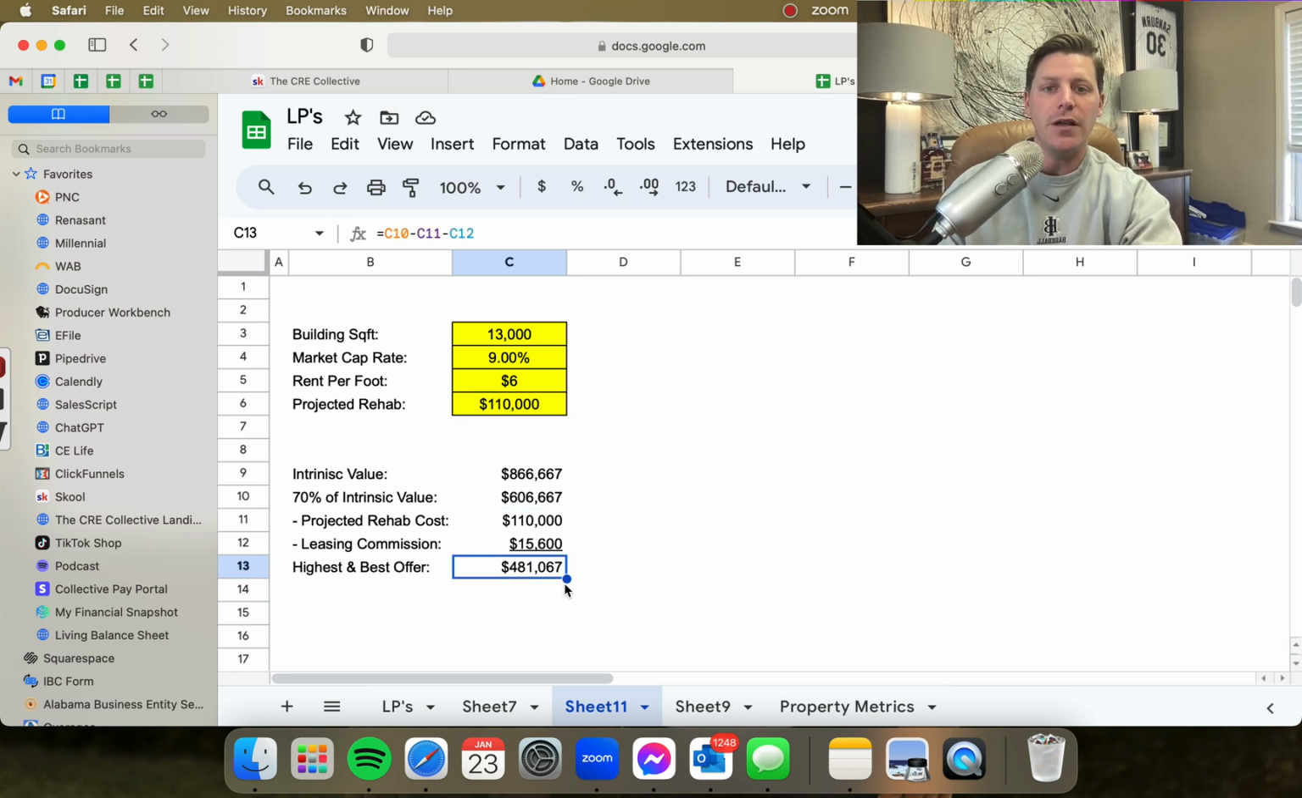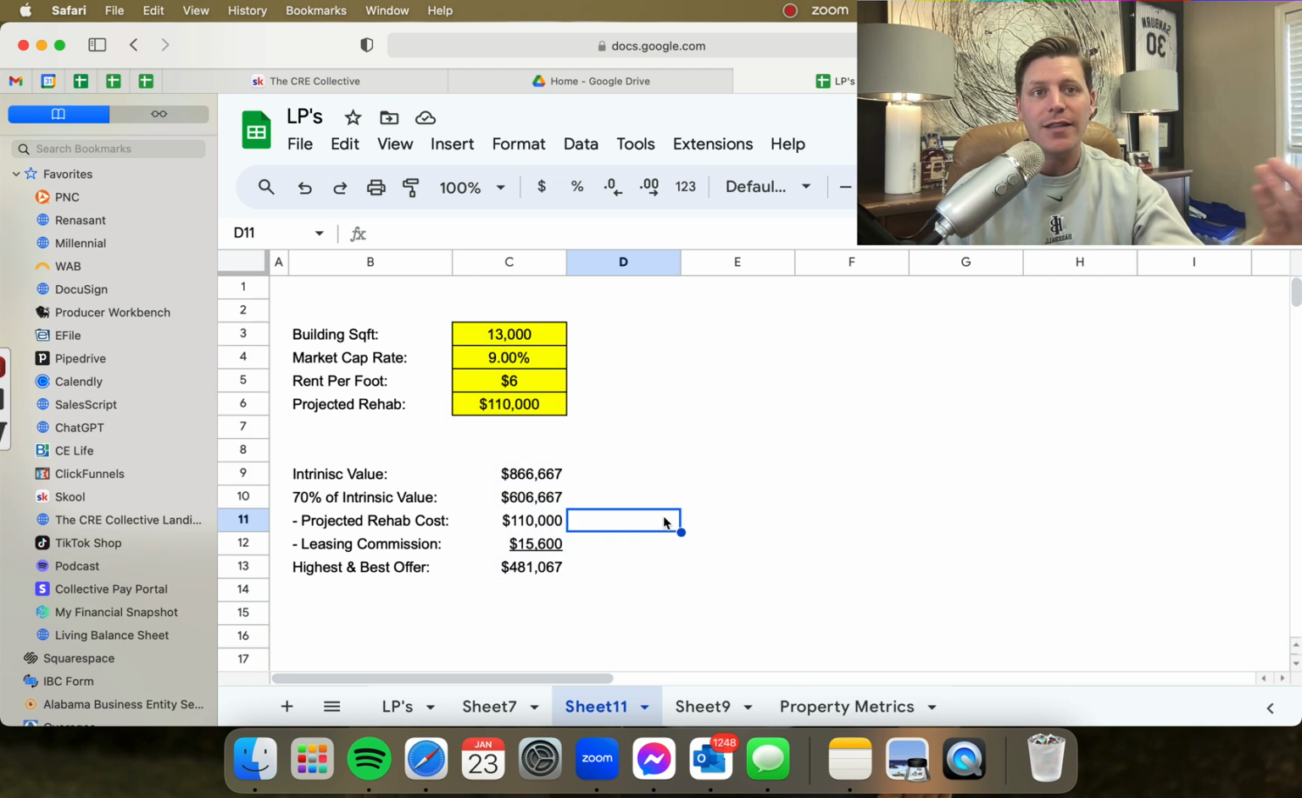So maybe a highest and best offer out of the gate of $400,000 would be way better than what they ever could have thought they would get for a building that's just been sitting there dilapidated and just basically costing them money because they're paying insurance and taxes on it. So one man's trash is another man's treasure. But this is exactly how I make offers on my buildings every day of the week. It's very, very easy. This is the easiest math that you can do.